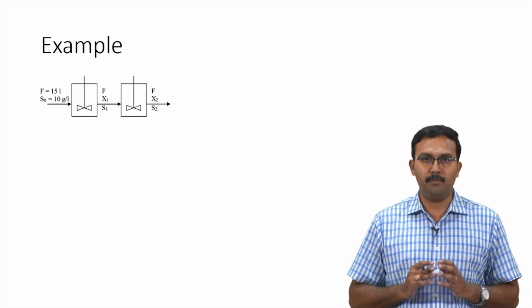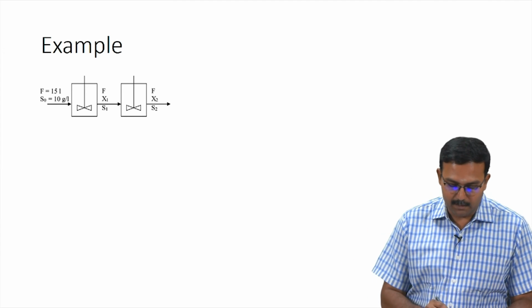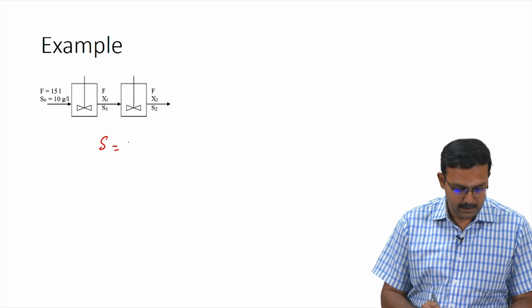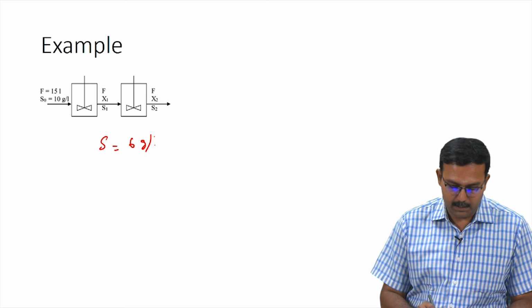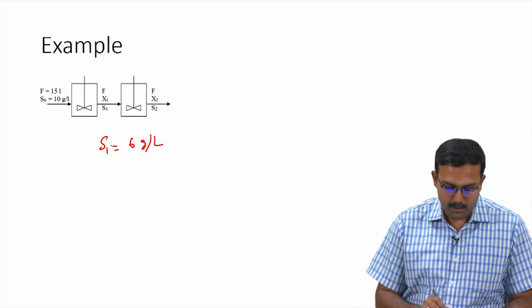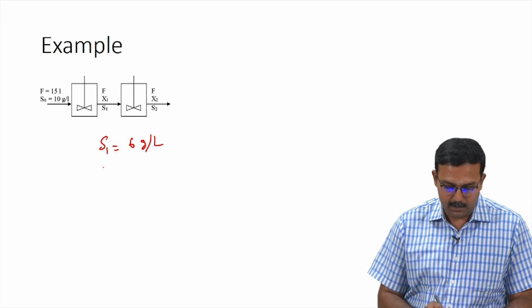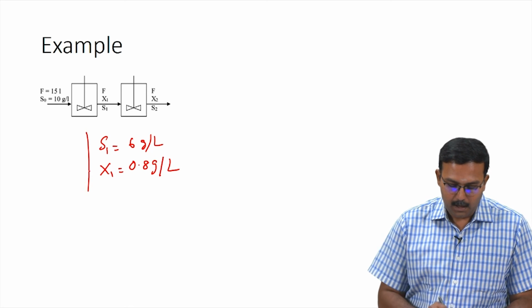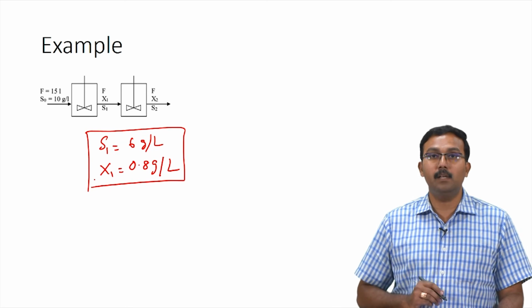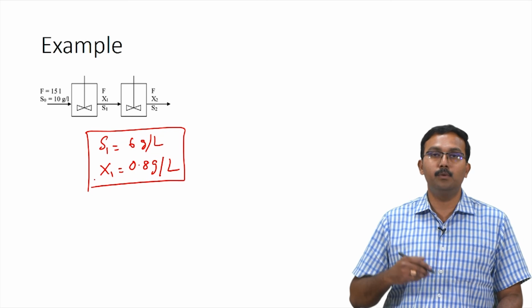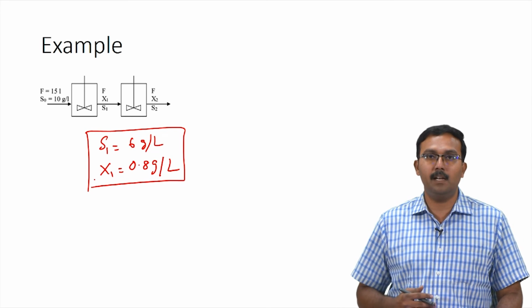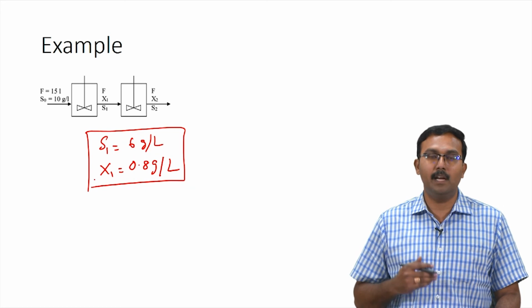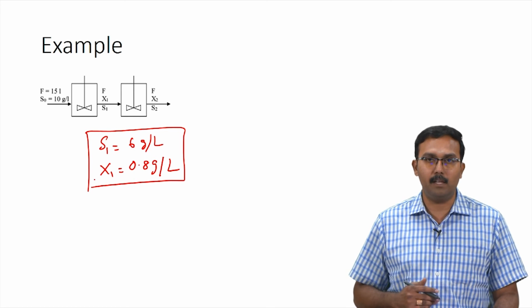So, if you were to perform these calculations, you would get the value of S as 6 grams per liter, which is the S1 leaving the first reactor, and your X1 would be 0.8 grams per liter. I am not going to perform these calculations here. I expect you to perform whatever we have done till now and get these values and verify if you are able to get the same values.